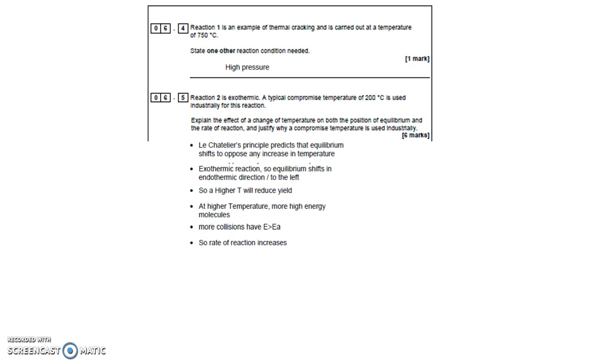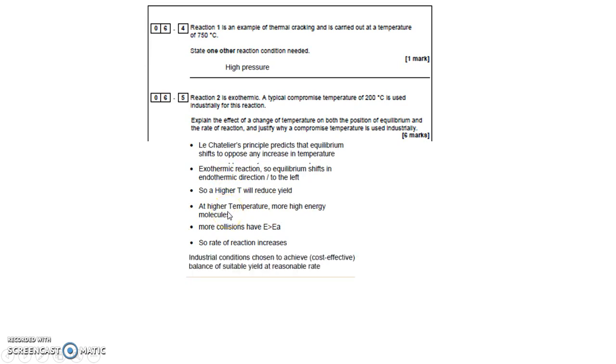So I've got two conflicting things happening here. I've got Le Chatelier's principle saying that if you increase the temperature, the position of equilibrium will shift to the left and reduce the yield. However, a high temperature is needed because at higher temperature more molecules have the activation energy, so you get more successful collisions and the rate of the reaction increases. At a higher temperature I'm getting a lower yield because the equilibrium position is shifting to the left, but I'm also increasing the rate. So these two are directly in competition with each other.